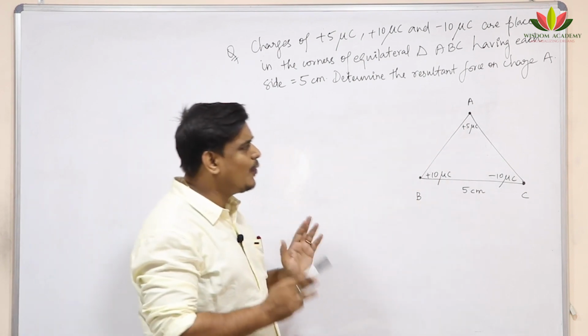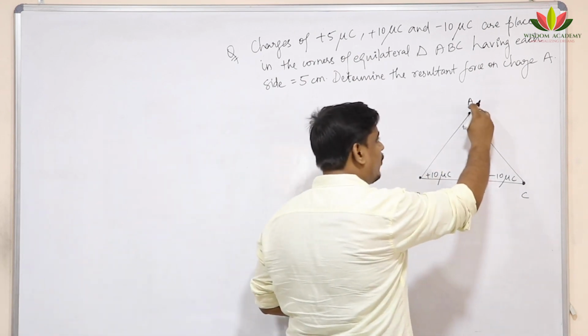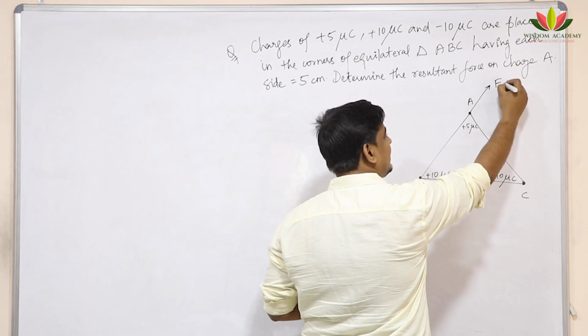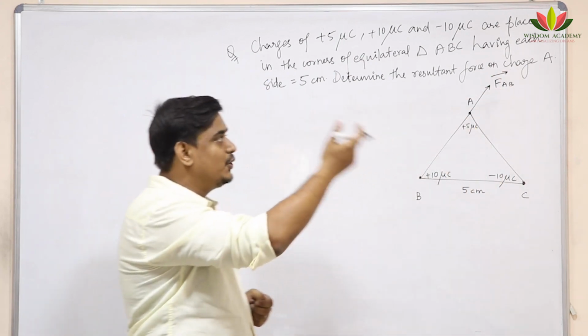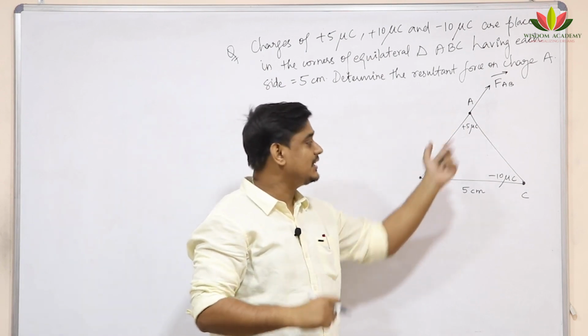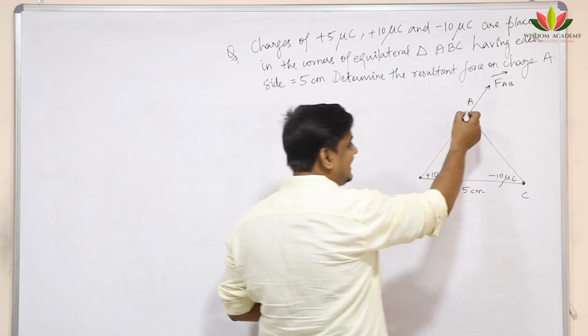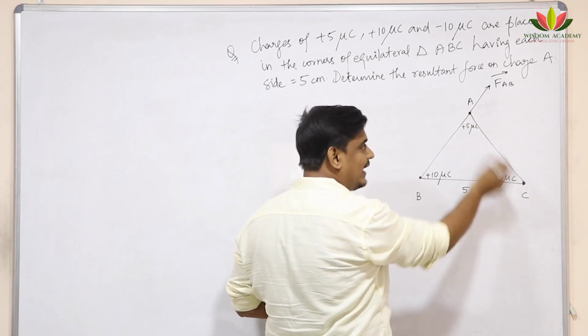In the same way as we did the previous question, if you proceed, see, on A, what would be the force due to B? It will be in this direction. Let me name this as FAB, the force on A due to B. Why have I drawn it in that direction? Both are positive, so it will repel. Now this A will get attracted towards C because they are unlike charges.